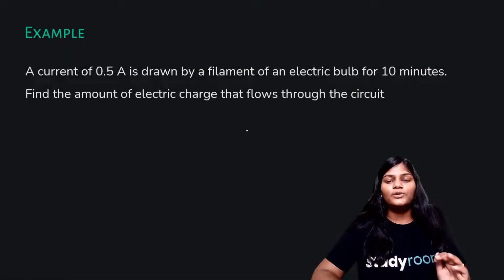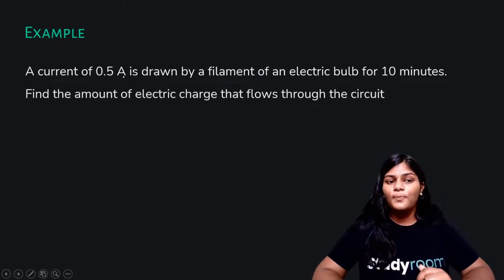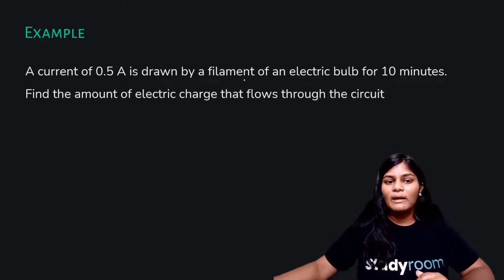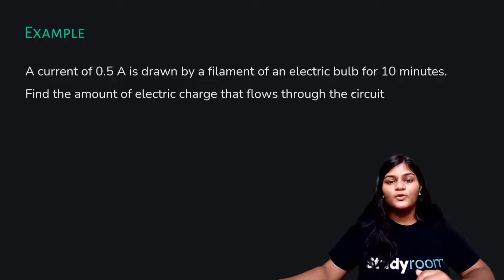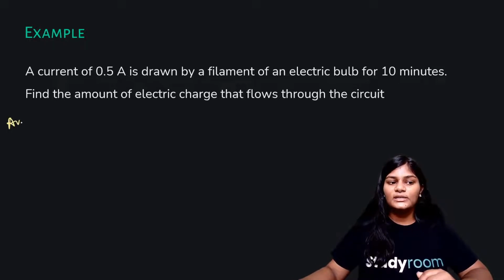Okay. Moving on, we're going to do some questions. So this example says that a current of 0.5 ampere is drawn by a filament of an electric bulb for 10 minutes. Find the amount of electric charge that flows through the circuit. Okay, great. So always when we start an answer, we write the given quantities.